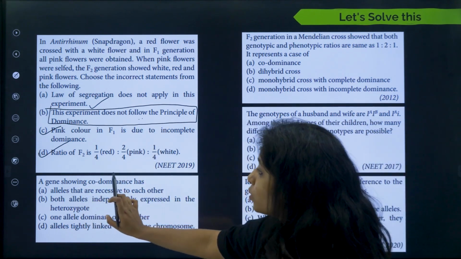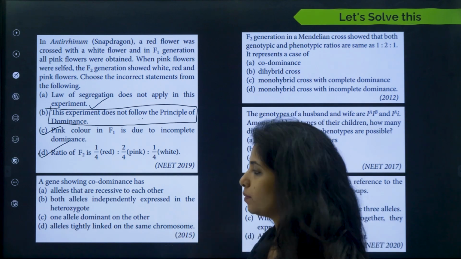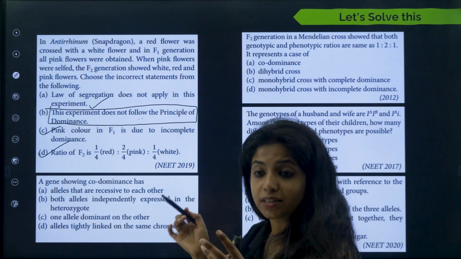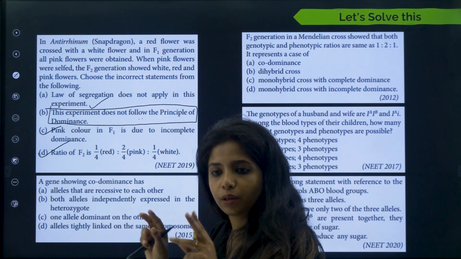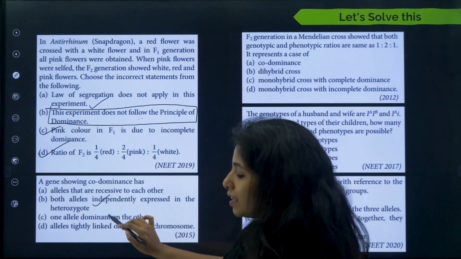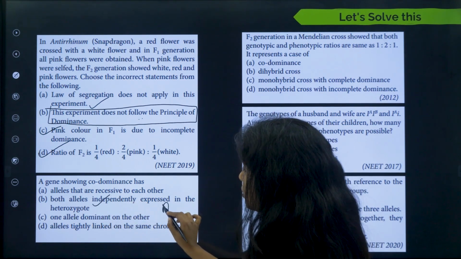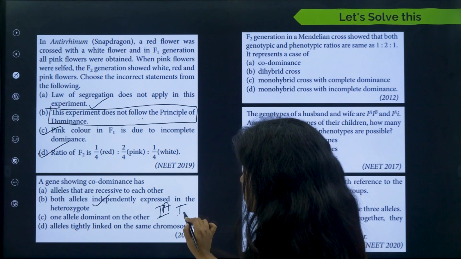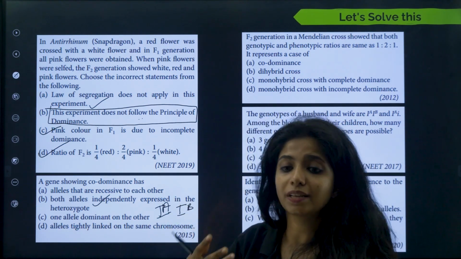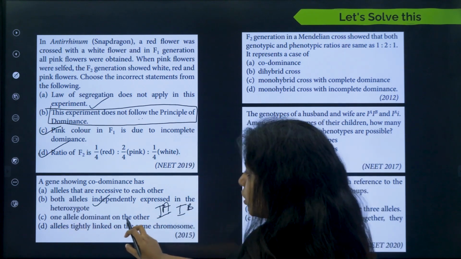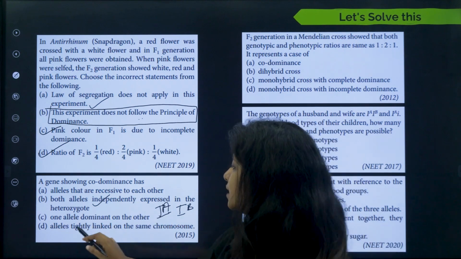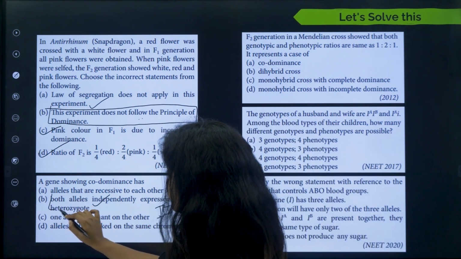Now, genes showing codominance. The genes that show codominance have alleles that are recessive to each other? No, codominance, as in both of them are showing together their proteins, so they cannot be recessive. Both alleles independently expressed in heterozygote, yes. So heterozygote as in when the alleles are not the same. So IA, IB, this is in heterozygote. Here the alleles are not the same, but still they are independently expressing themselves. So this is correct. One allele dominant on the other, no. If they were dominant, obviously it will show complete dominance. Alleles tightly linked on the same chromosome, no children, this is the answer.